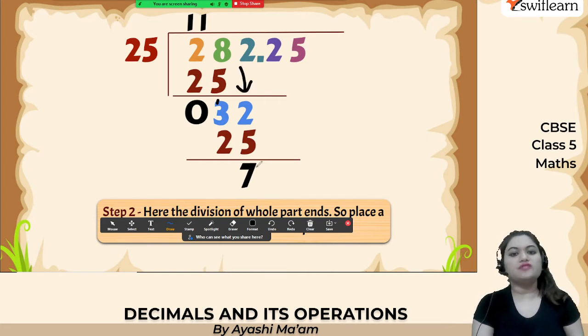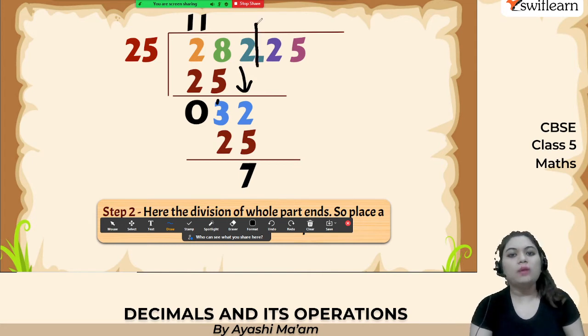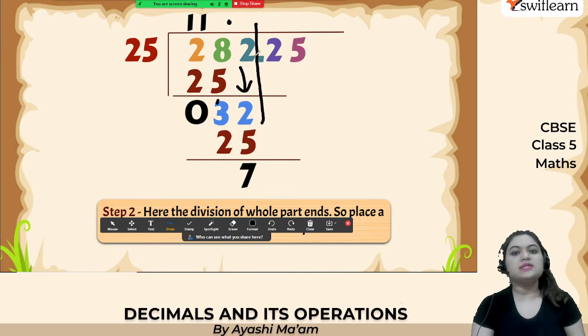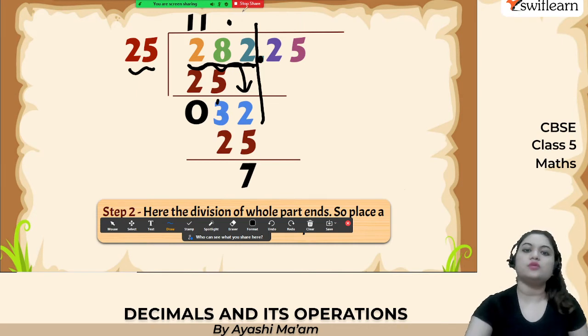coming down, 25, 7. Now this is the part where our whole number division is ending, right? So you can put a decimal point after here, because this is our whole number part and we have completed dividing our whole number part by 25, and that is giving us 11. And after the whole number part we have the decimal, so we are putting the decimal over here.